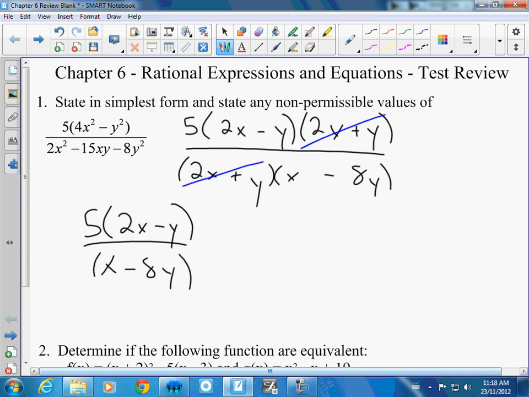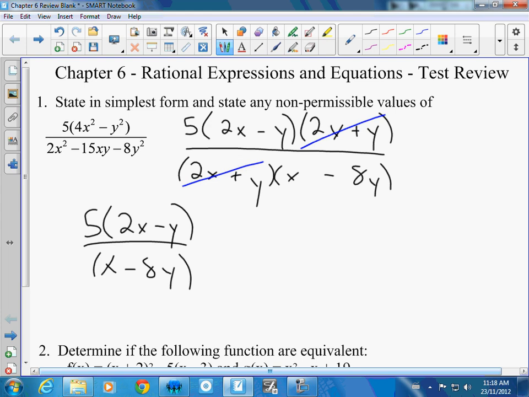Okay. Now, this is the one where the NPV is tricky. Why is the NPV tricky on this one? Because there's an x and a y, right? In the other ones, there's just been one variable, right? Put those dice back, please. So this is the one that's tricky. So how do you write this out?